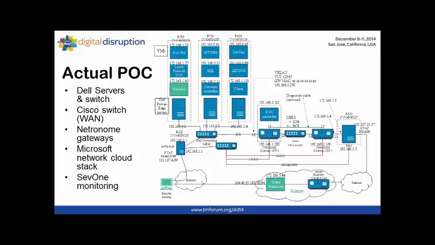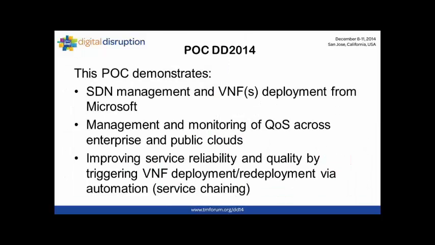So here we're using software-defined networking and network function virtualization deployment management capability from Microsoft. We're managing and monitoring the state of quality of service, or the quality of service SLAs, across an enterprise, a communication service provider, and public cloud. And we're improving service reliability and quality by invoking new services or virtual network functions into a service chain as needed to improve the service quality or to respond to a changing condition.